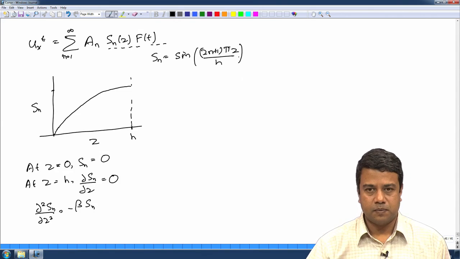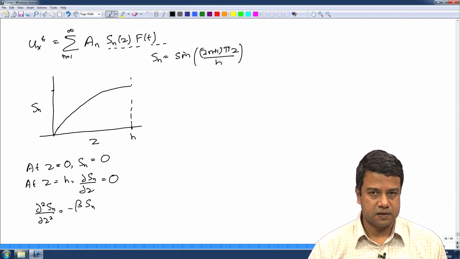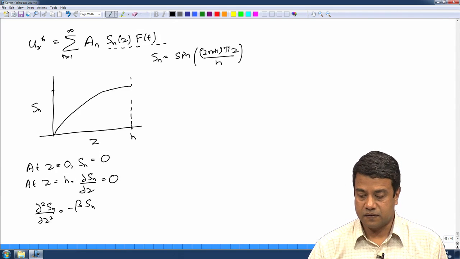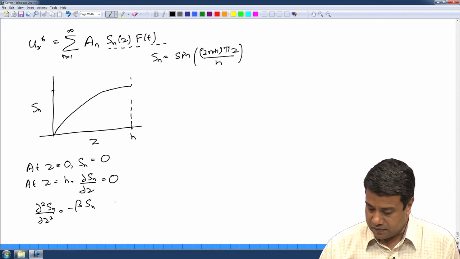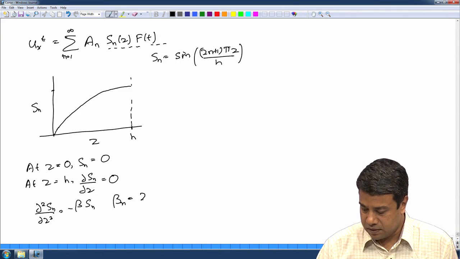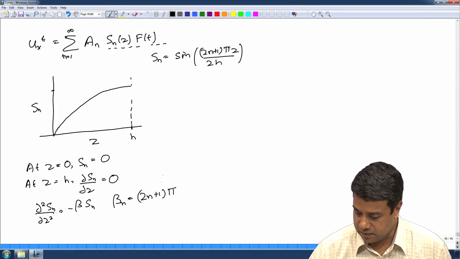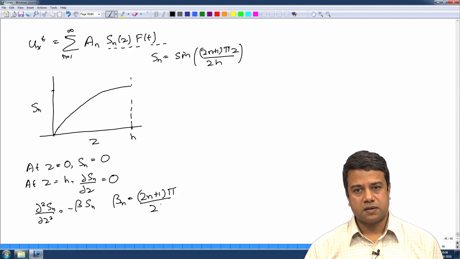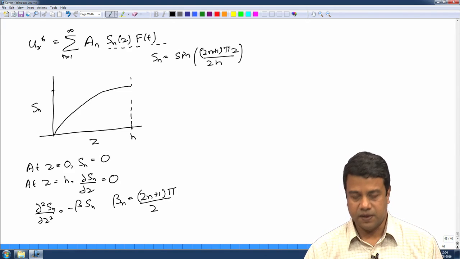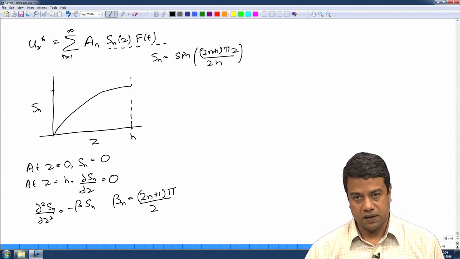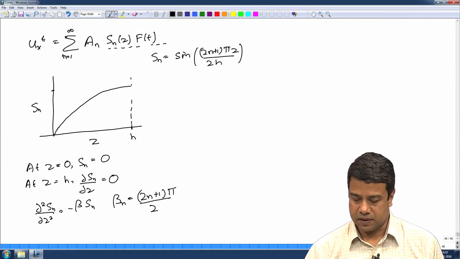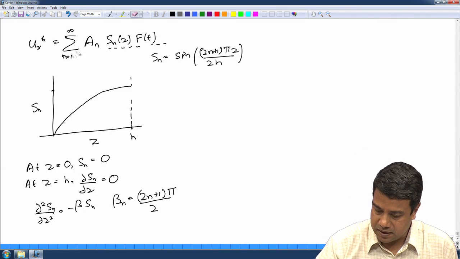Previously, we had sine of n pi z star. In this case, it is of the form sine of 2n plus 1 pi z by 2h. So, the eigenvalues beta n is equal to 2n plus 1 into pi by 2. So, n is equal to 0, beta is equal to pi by 2, n is equal to 1, beta is equal to 3 pi by 2 and so on. So, I should strictly have n going from 0 to infinity in this case if I write it this way.